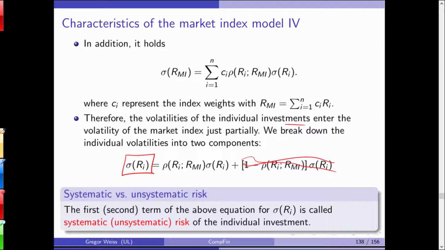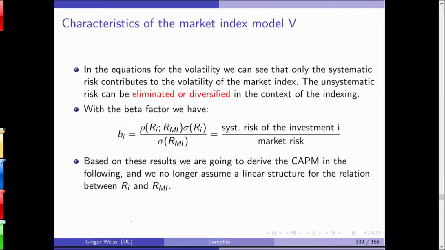So by choosing the correct value and the correct combination of securities, and a security that has a handy correlation, you can see that you can actually reduce unsystematic risk and diversify unsystematic risk to 0, and you are left with systematic risk. The systematic risk is simply the systematic changes of the securities returns with the market return. So we can see that only systematic risk contributes to the volatility of the market index, and the unsystematic risk can be eliminated or diversified.